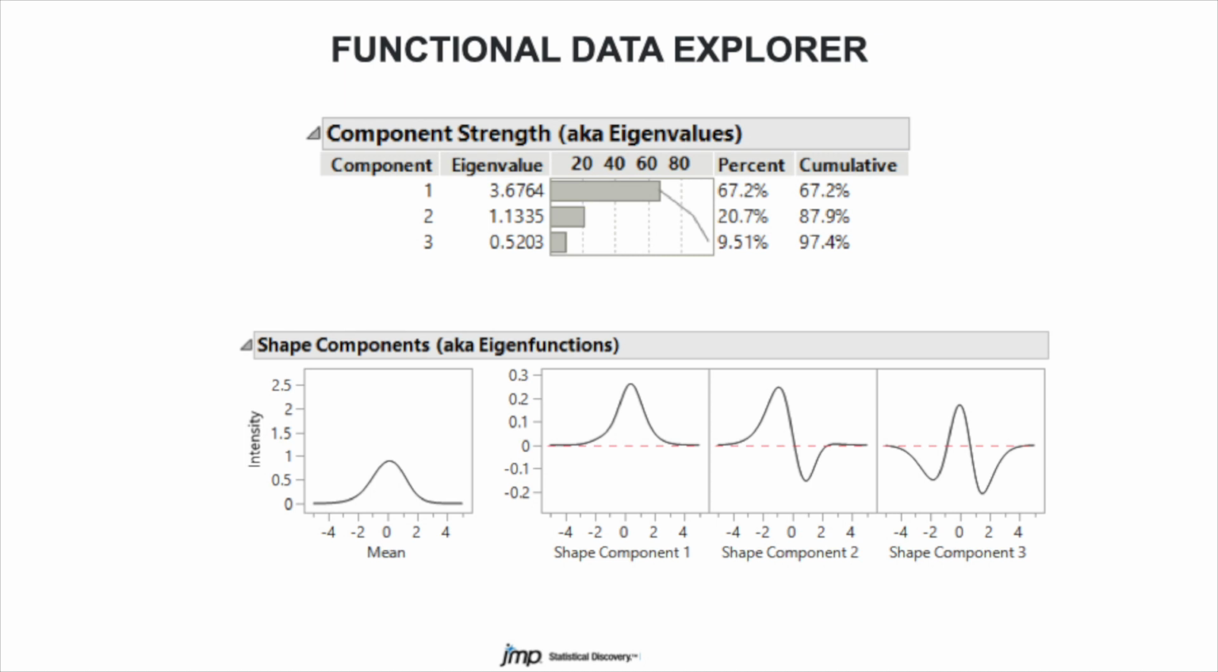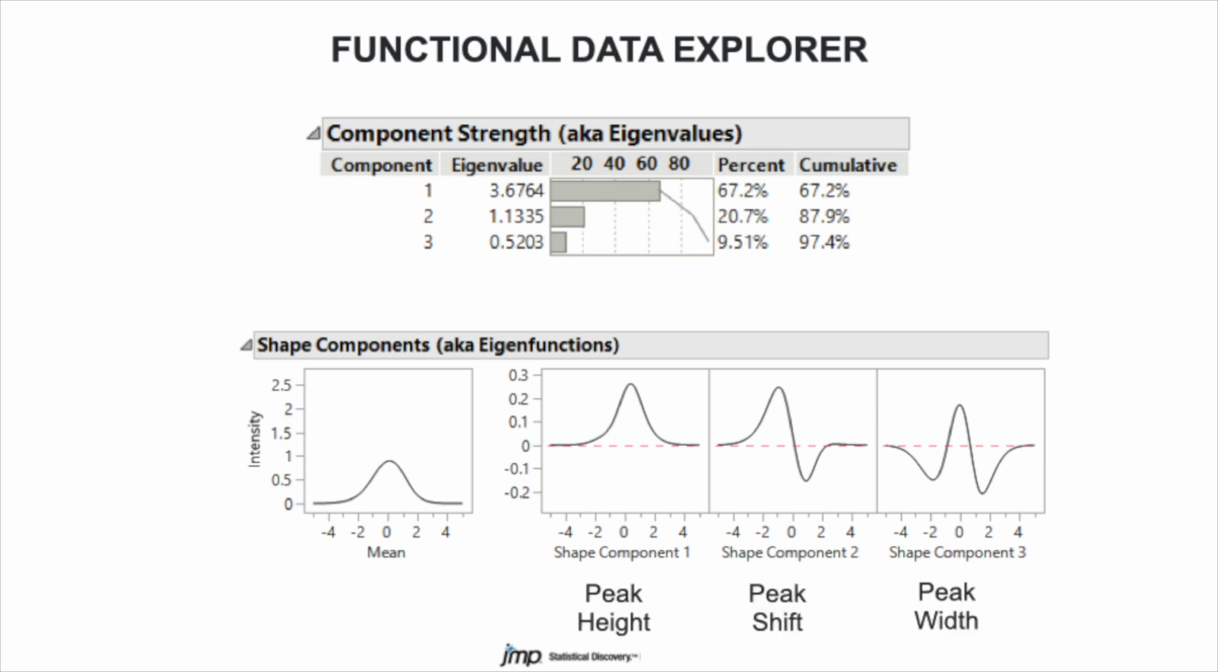Here, it's found that the majority of the variation in the curves can be explained as a linear combination of 3 eigenfunctions. We've shifted our language away from using the term eigenfunction to be more approachable by practitioners. So now we call these shape components, but they're really eigenfunctions, so we can think of them in that way.